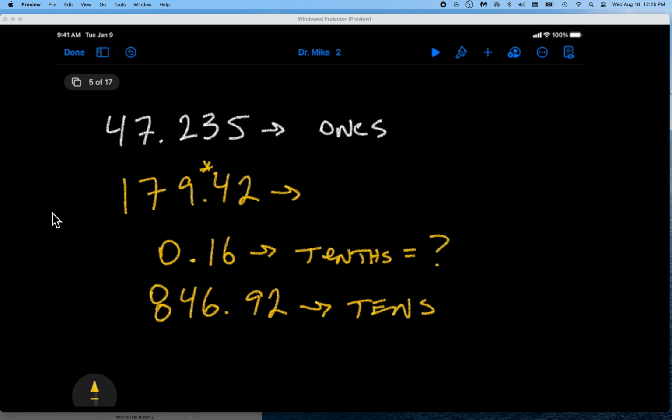Okay, I assume that you had a go on this. What place is this 4 in? That would be the tenths place. Let me write that down. What is the tenths place in this number here? It would be 1. What is the tens place in this number here? It would be the 4.